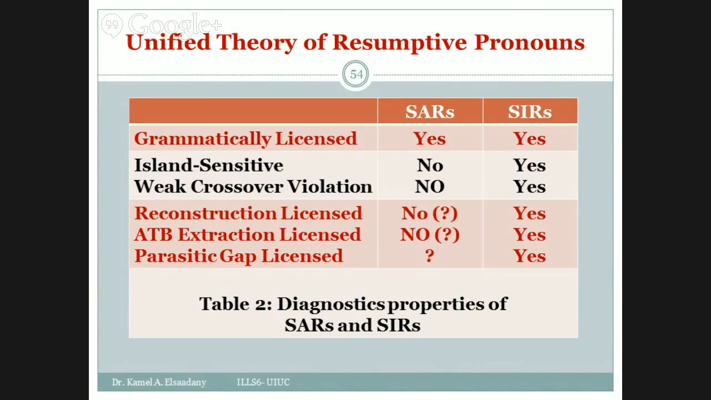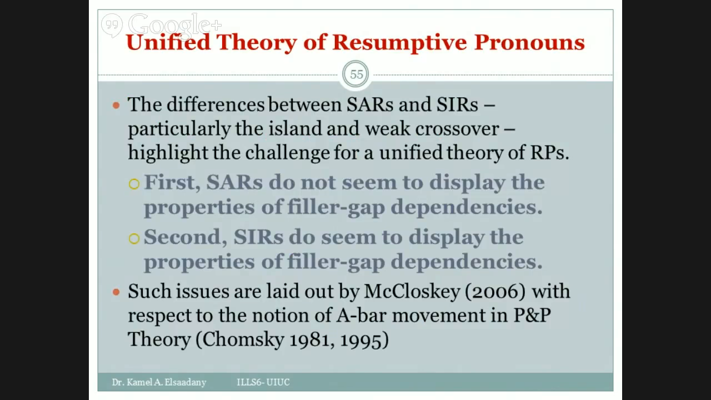They are both grammatically licensed, but the major problem, as you will see in the second one, is reconstruction, ATB extraction, and parasitic gaps. As you can see, no, no, and the question mark, it differs from one language to another whether they will allow that or not. So here they are yes, but when it comes to the SARs, they have a major problem, and that's the real challenge for the theory. If you say they are the same, how are you going to account for all these differences in such cases?